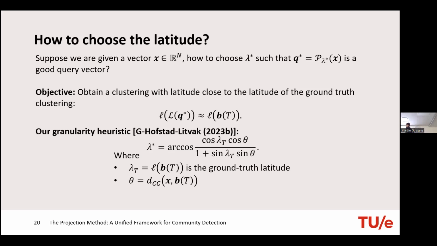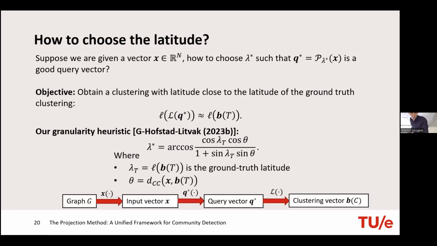So you have this formula, which is a function of the latitude of the ground truth clustering and a function of the meridian angle of this vector x that we're trying to project to a different latitude and the ground truth cluster. So we get this formula. I will explain a bit more about how we get this weird formula, but first I will just show you that it works.